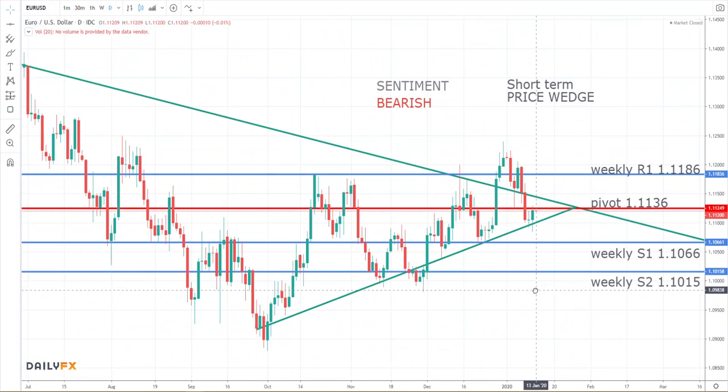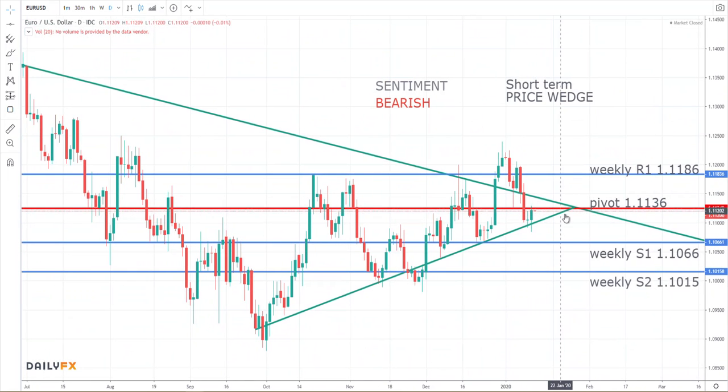However, we could see price continue up on this line if we saw a sustained break above, I'm going to say this 1150, and so we could see a test of weekly R1 at 1186. The question would be then, if price did move out of this triangle and push up, would it stay there or would it get quickly rejected once again?